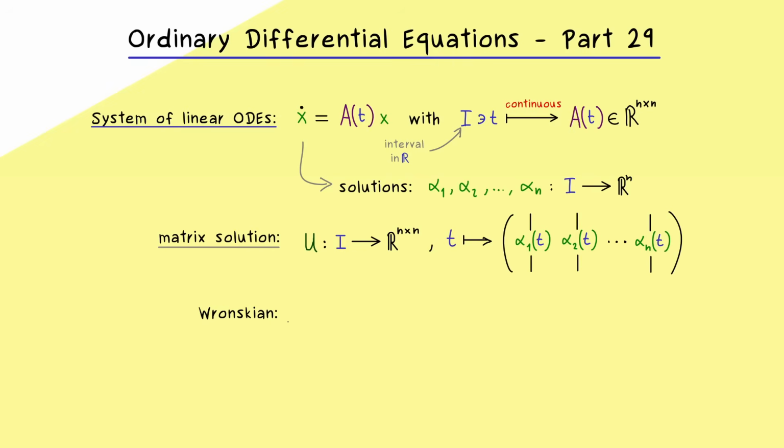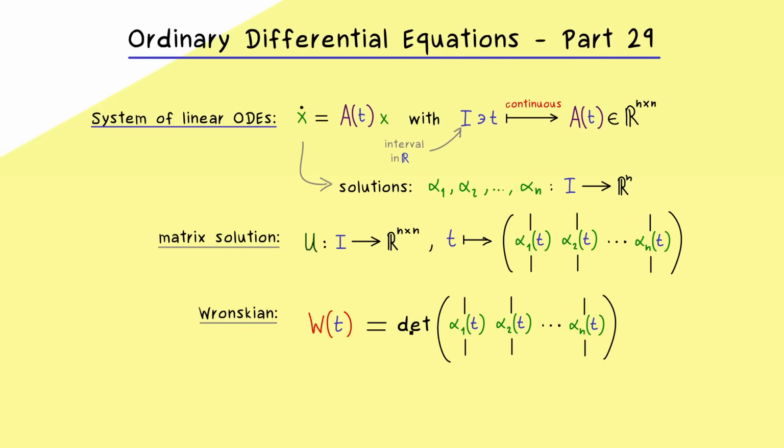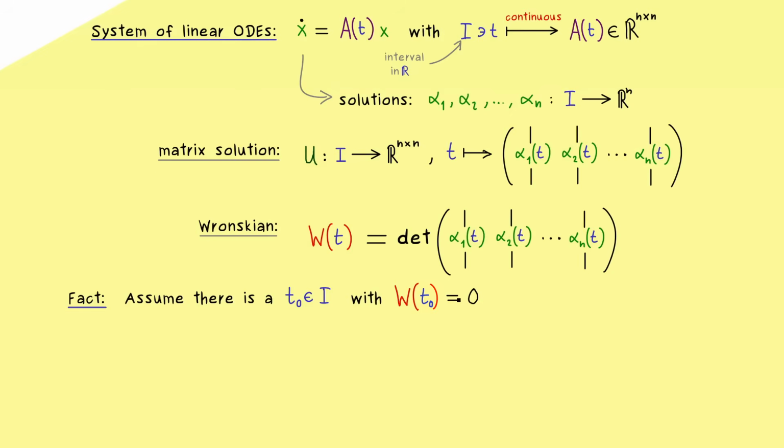And then we already know that we can just define the so-called Wronski determinant, also called Wronskian. This is quite simple because it's just the determinant of our matrix solution, so there we have a real valued function. And this one we can immediately use to say something important about our solutions. Just assume there is at least one point t0 where this determinant here vanishes. And then by using our linear algebra knowledge, this implies that the columns of the matrix are linearly dependent.